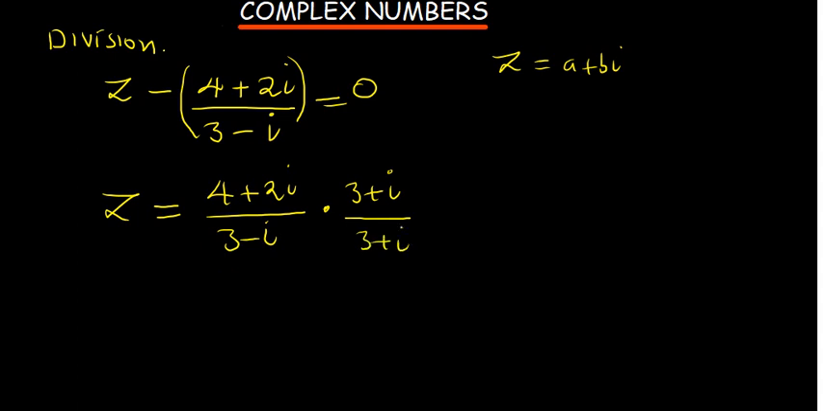So this will give us z being equal to 4 times 3, that's a 12. 4 times i, that is a 4i. 2i times 3, 6i. 2i times i, that will be negative 2. I hope we know why it is negative 2. It's because 2i times i will give us 2i squared, and we know i squared is a negative 1.